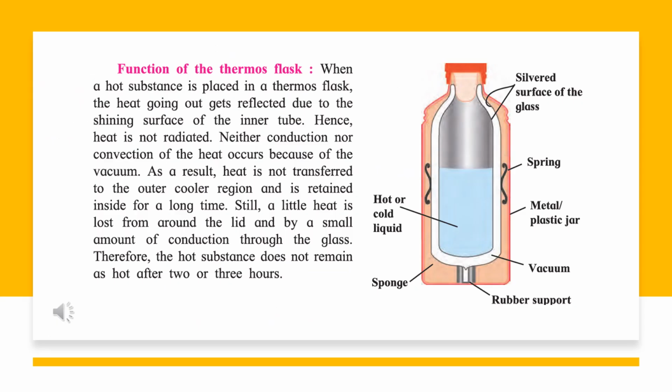So this is the diagram shown in your textbook. So it has a silvered glass surface inside. It has a spring or a holder which holds the inner layers. The outside can be a metal or a plastic jar. Then the inner layer is a vacuum layer, means there is a gap in between. Below we have a rubber support just to hold the inner layers. Then inside it depends on hot or cold liquid, whatever you are filling in.